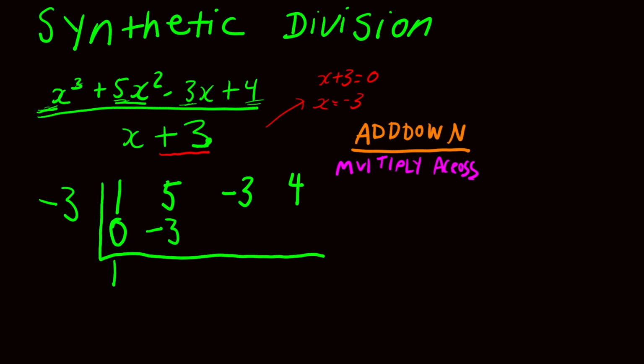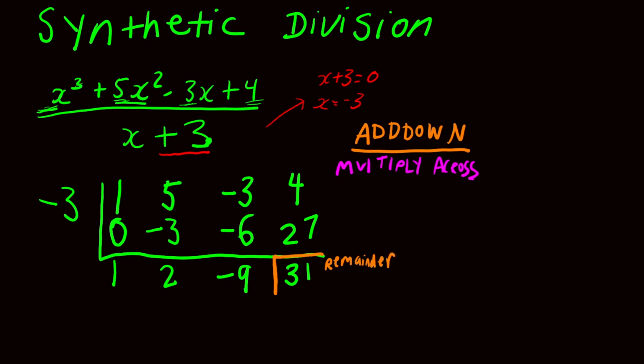5 minus 3 is 2. Negative 3 times 2 is negative 6. So negative 3 plus negative 6 is negative 9. Negative 3 times negative 9 is 27, and 4 plus 27 is 31. Now, this is an important thing also. This last column that we get, this is our remainder.